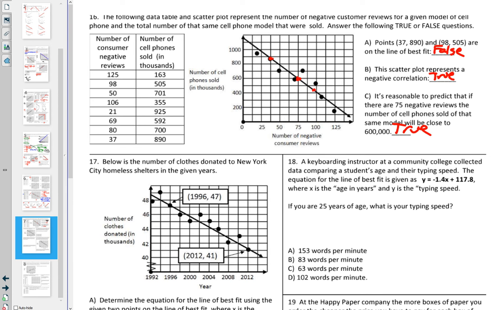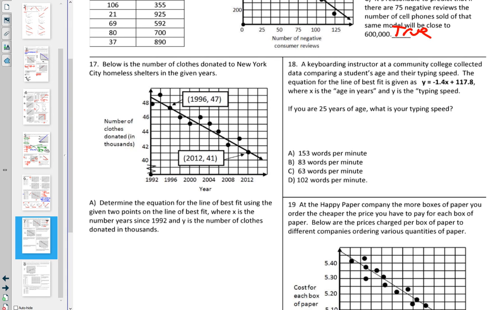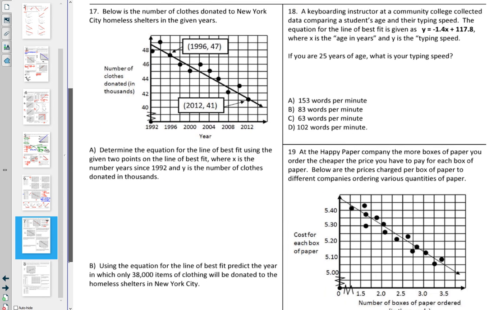Jada, you look like you don't like scatter plots. Scatter plots love you, though. Below is the number of clothes donated to a New York City homeless shelter. I'll let you do that on your own because we're running out of time. I'm just trying to see if there's anything we can do quick.